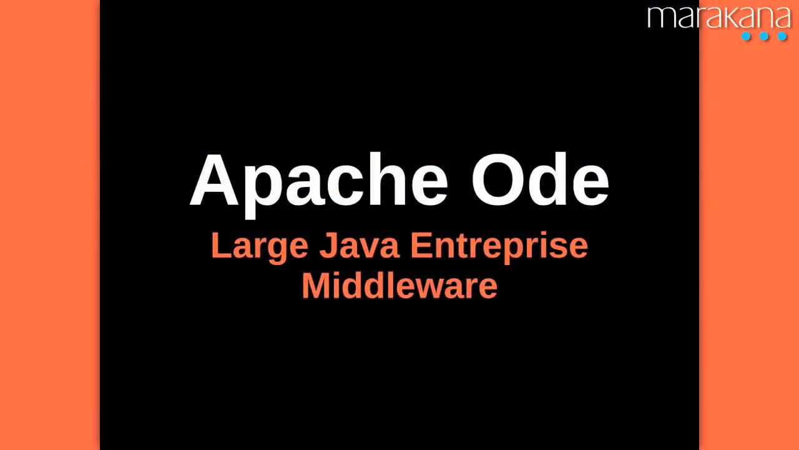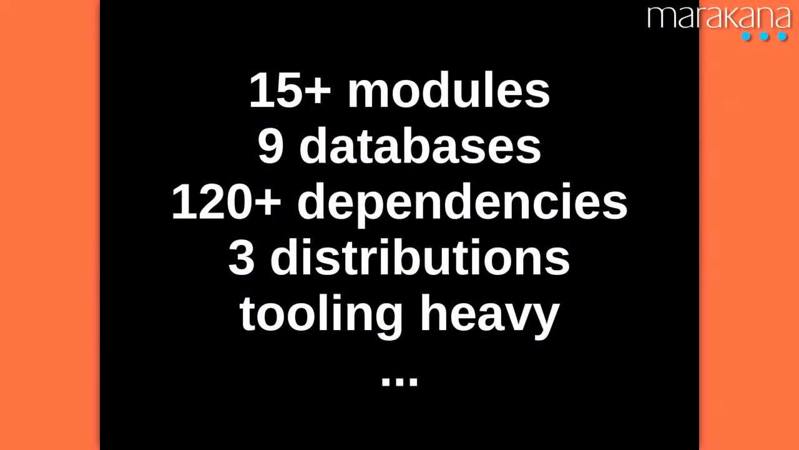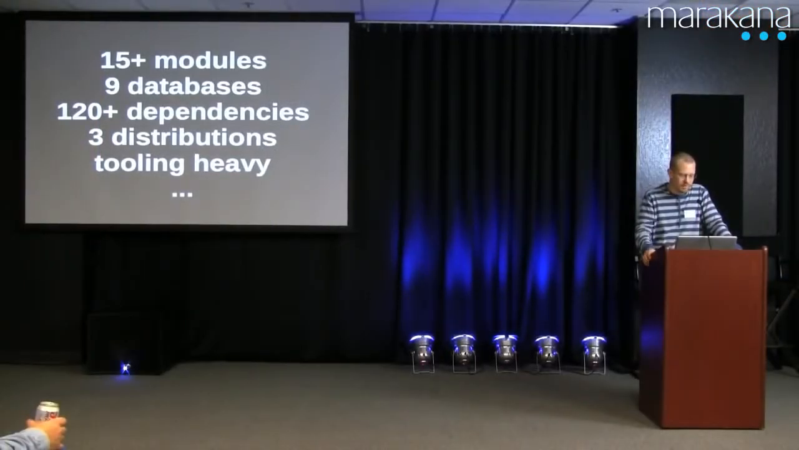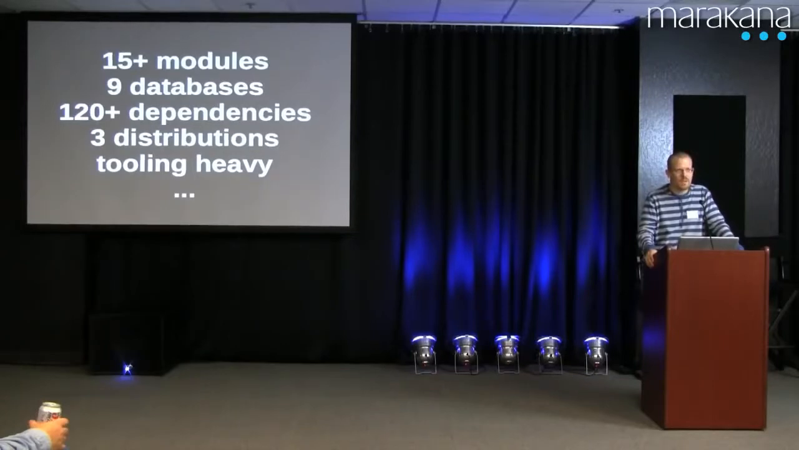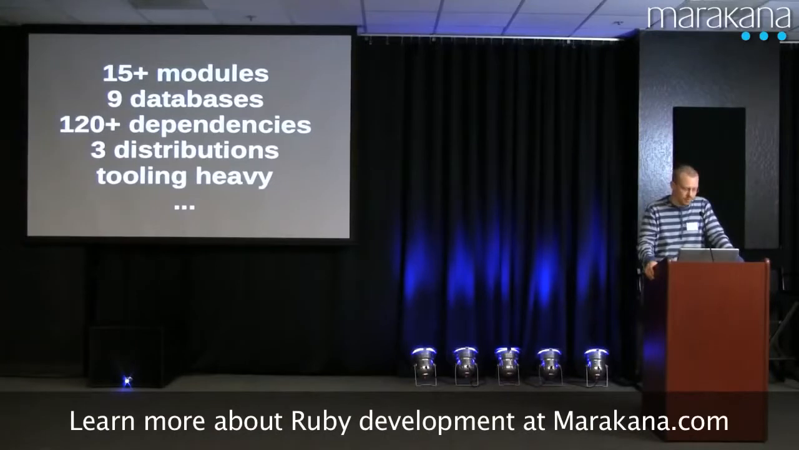Just to give you some context, it started when we were working at Intalio on Apache ODE. Back then, we were working on a BPEL process engine. Huge project. Just to give you an idea, more than 15 modules. We were trying to support 9 different databases, which means that we had SQL files for all kinds of databases. We have 100 plus dependencies, including, of course, all the Axis2 things. 3 different distributions based on either Tomcat. At the time, we were supporting Geronimo and JBoss, of course.